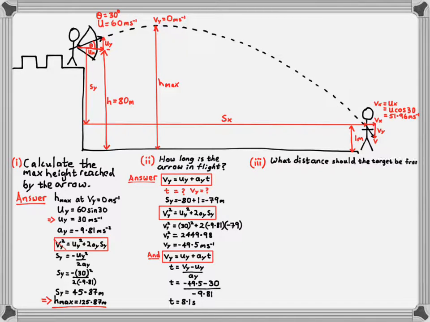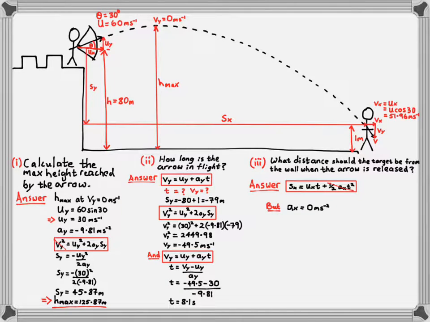So what distance should the target be from the edge of the cliff when the arrow is launched or released? Let's answer this. Well, we know that the arrow is going to be in flight for 8.1 seconds. So the question is, what horizontal distance is the arrow going to travel in that time? Here we're forgetting about the vertical, we're thinking only about horizontal. So we can use the equation s is equal to ut plus a half at squared in the x direction. What's its acceleration in the x direction? For a projectile, the acceleration in the x direction will always be 0. So we can get rid of this, and we get that s is equal to u times t.